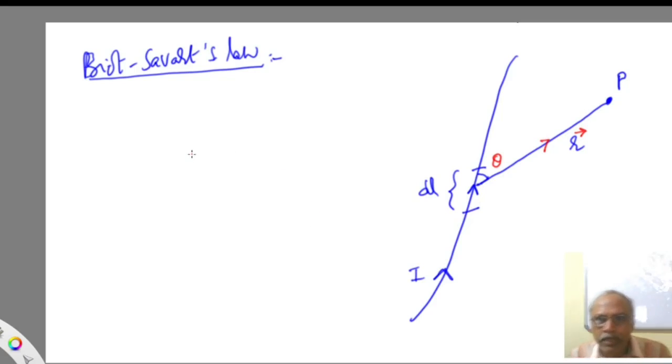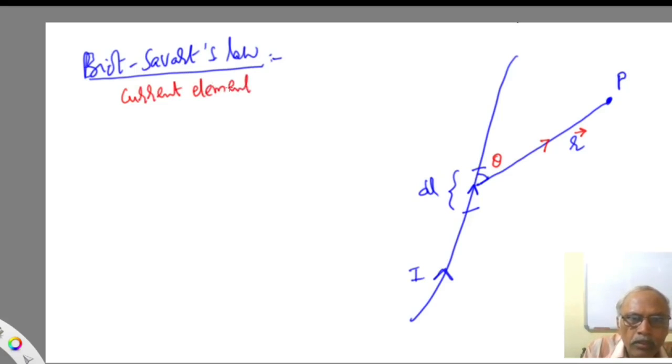Now what is the magnetic field at point P due to the current element? Current element means you can write it as I dl, where dl is the length of the element. This element, a small part of this conductor, produces a magnetic field at P.